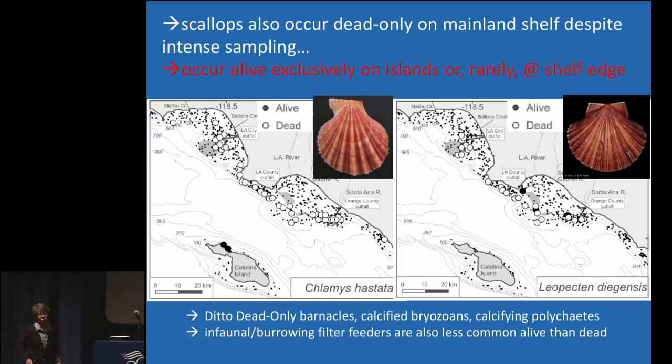And the same thing is true of the scallops. Now, unfortunately, the colors are reversed here. The black are the live occurrences of scallops of this Chlamys hastata. Again, found only over here on Catalina Island, but abundantly as dead shells along the mainland shelf. And the same thing for this second, more southern species. A few live occurrences, but only on the deeper part of the mainland shelf.